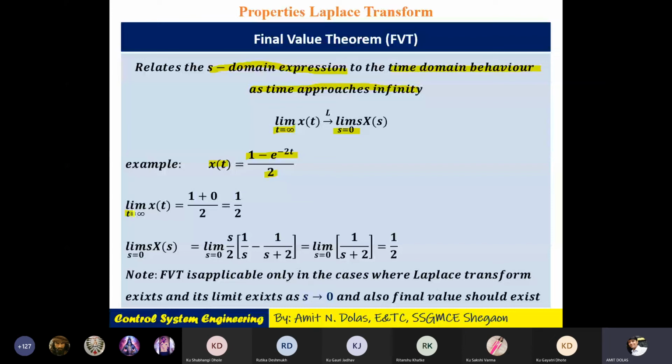So putting t is equal to infinity, e raised to power infinity becomes 0. So you can see here 1 plus 0 divided by 2 is 1 by 2. Let's go into the Laplace transform.